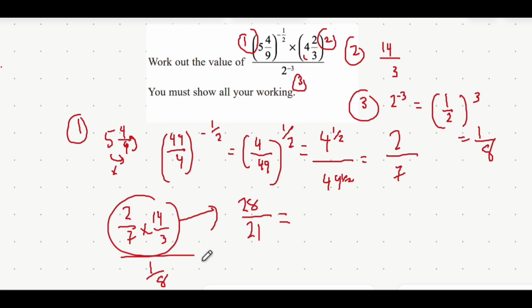From here, I would recommend simplifying just because it'll make it easier for later on. And you can divide both top and bottom by 7 to get you to 4 over 3. And so now we can write this whole question as 4 over 3 divided by 1 over 8.